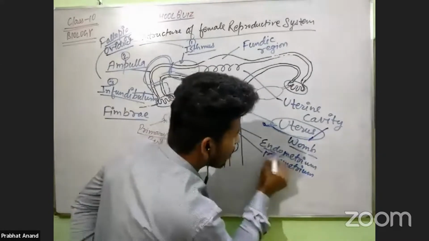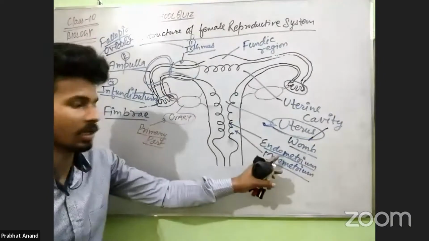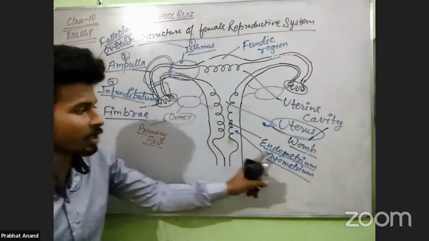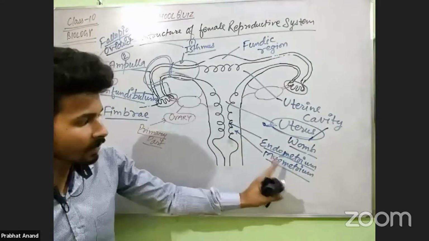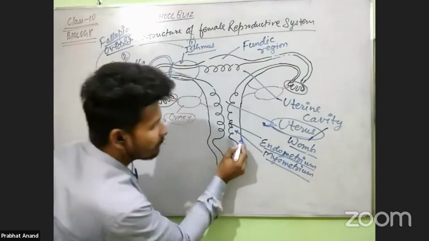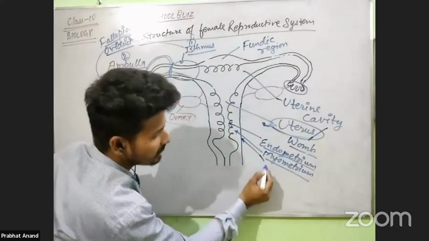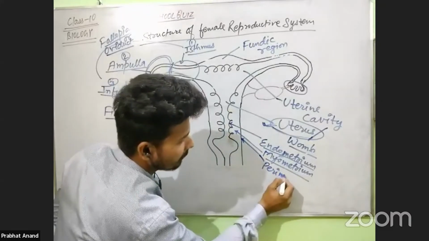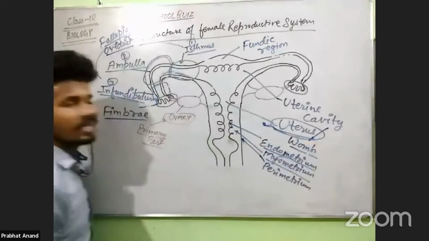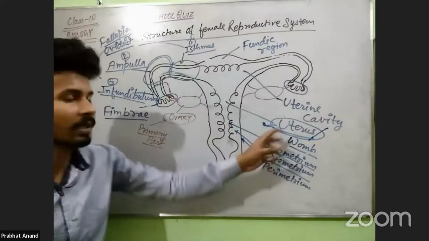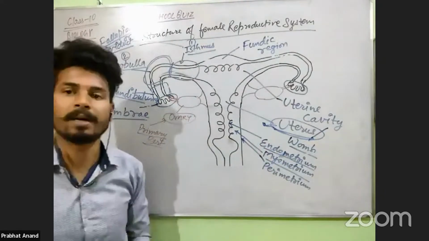Every region has its usual words, right? So this spring-like structure is called the endometrium. After the endometrium comes the myometrium, and after that, the last part we can see is called the perimetrium. So this uterus is formed with three layers: the endometrium, myometrium, and perimetrium.